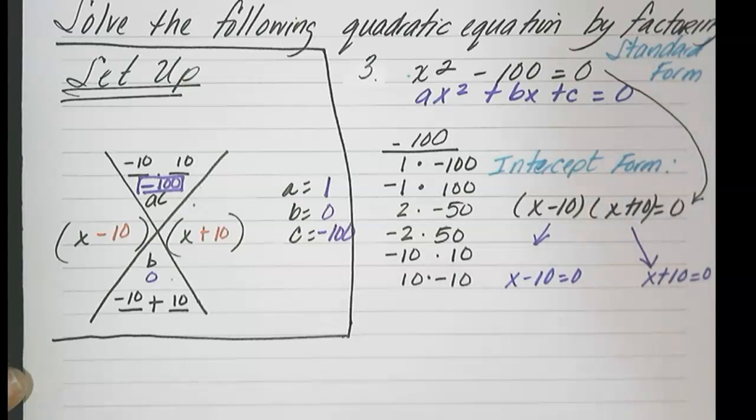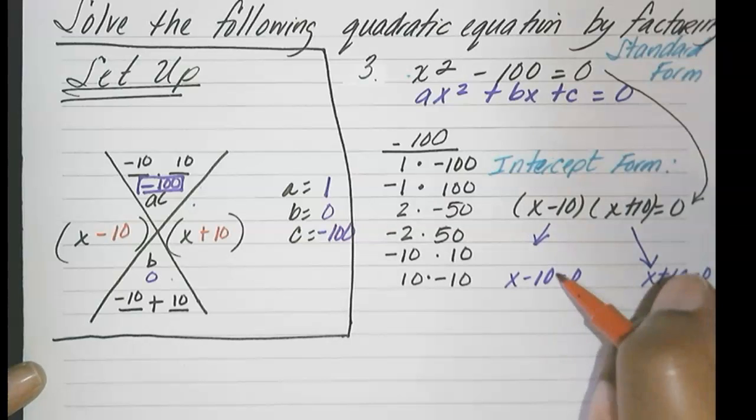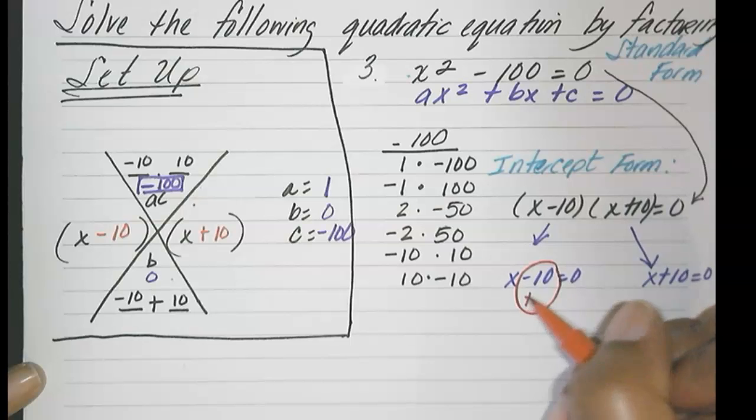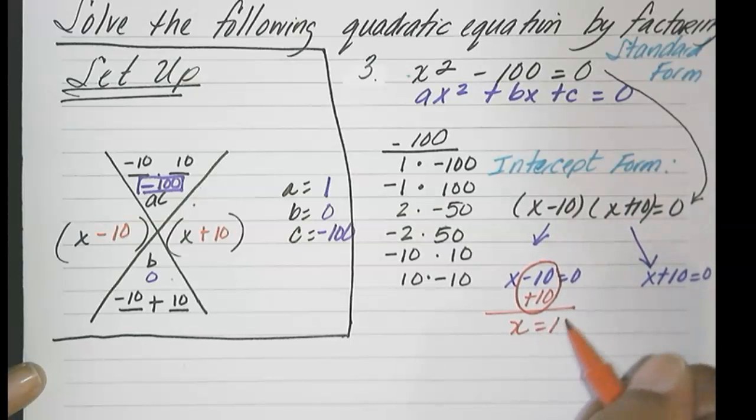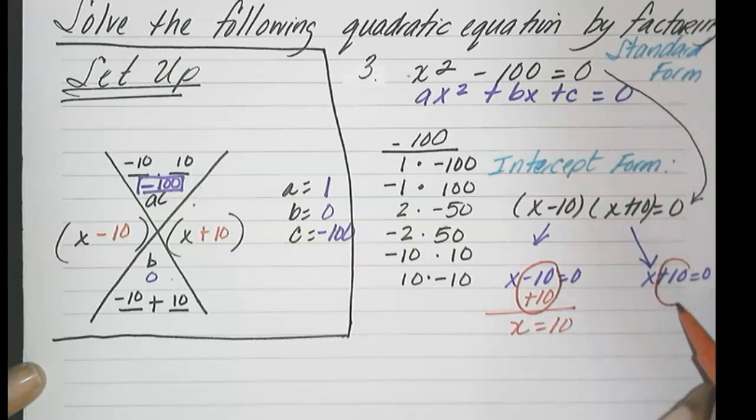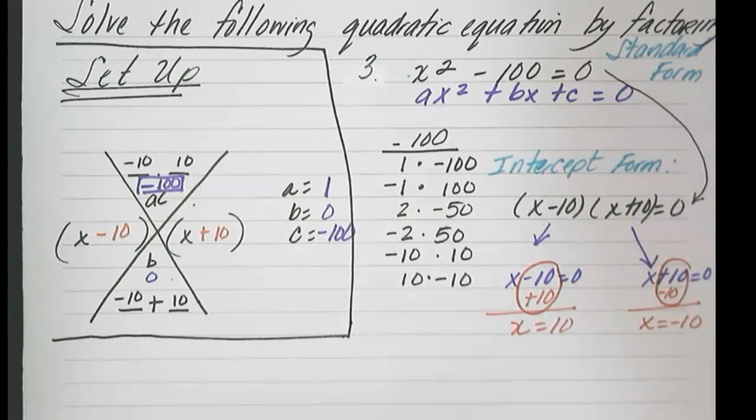Okay, now what happens in this case, we have a minus 10. We must do the inverse and add 10 on both sides. So x equals 10. Over here we have a plus 10. So we have to subtract 10 on both sides, and x equals negative 10.